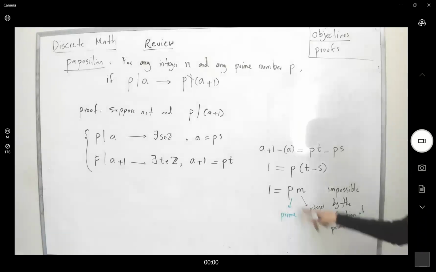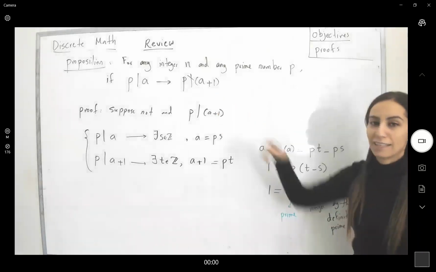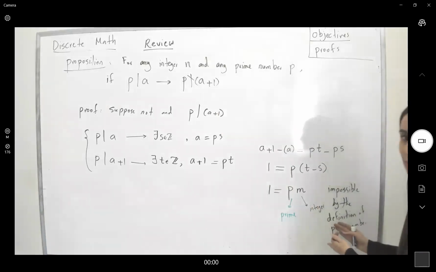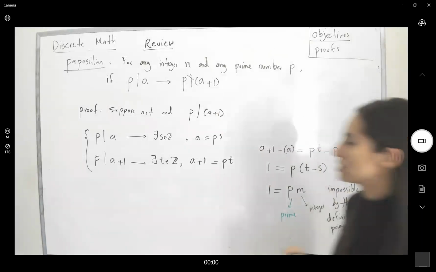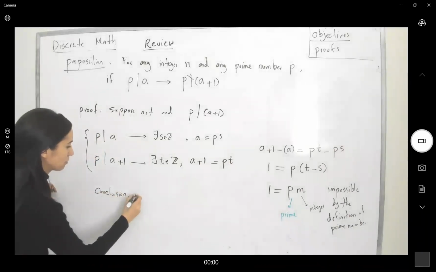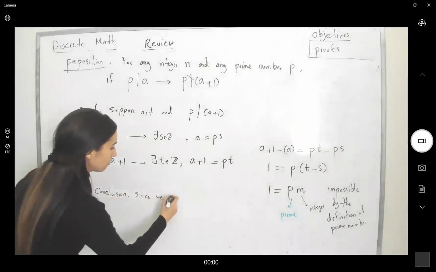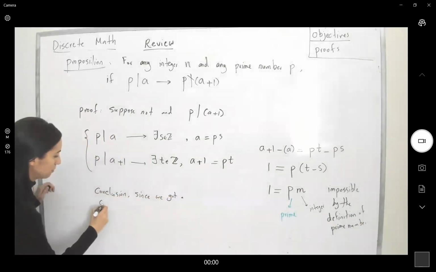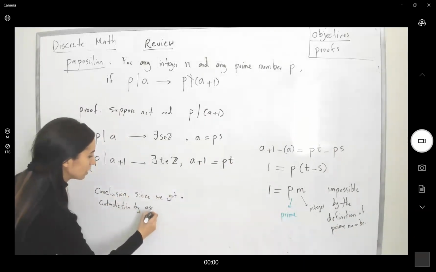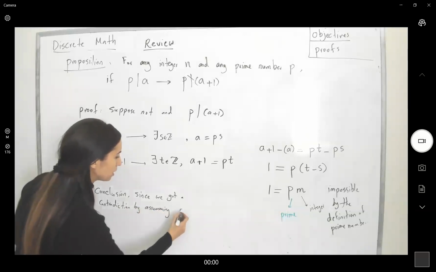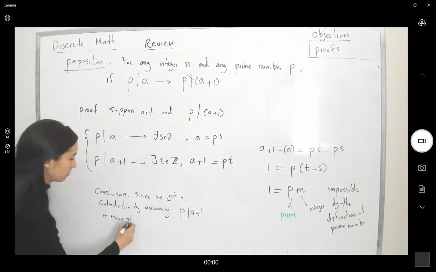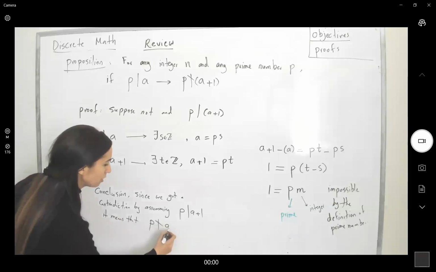It's a contradiction. Where did it come from? It came from that if we assume the conclusion is wrong, we get to a contradiction. It means that the theorem, this proposition, is true. So your conclusion, since we got a contradiction by assuming P divides A plus 1, it means that P cannot divide A plus 1.